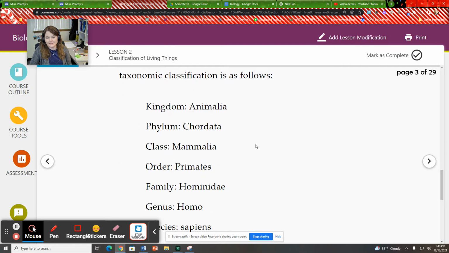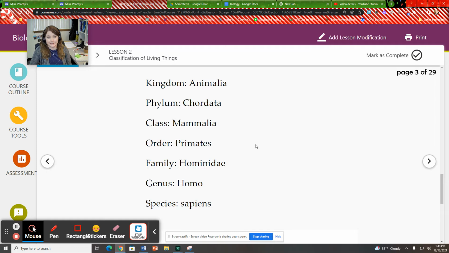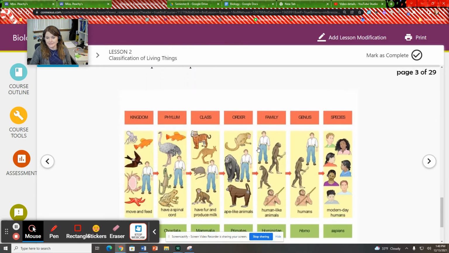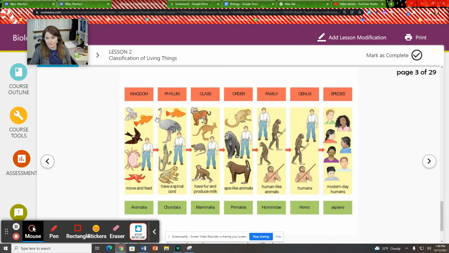For example, it gives us the example of human beings. Humans belong in kingdom Animalia, phylum Chordata, class Mammalia, order Primates, family Hominidae, genus Homo, and species sapiens. And you can look at this here. Much more broad, all living things, right?